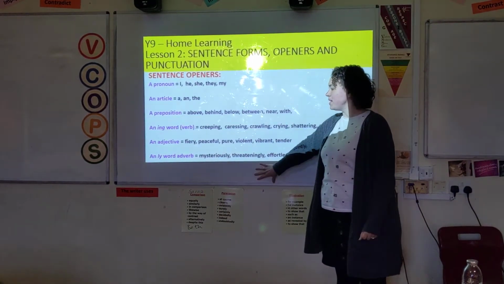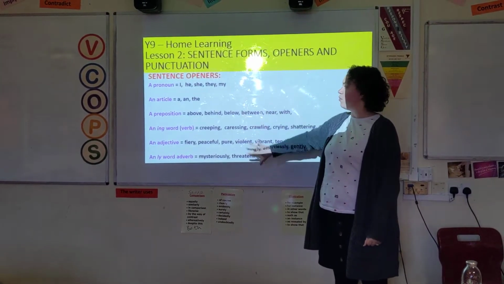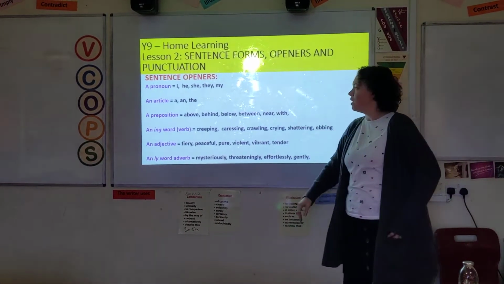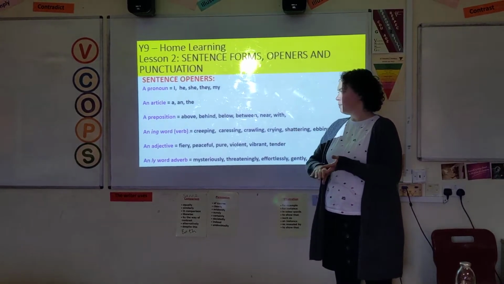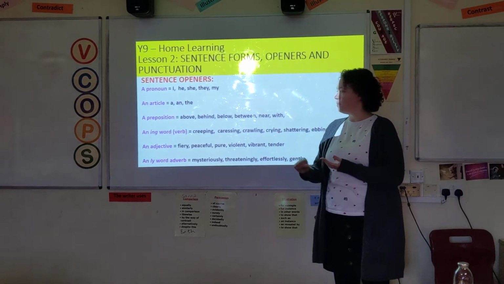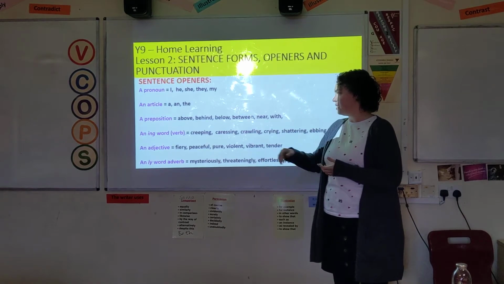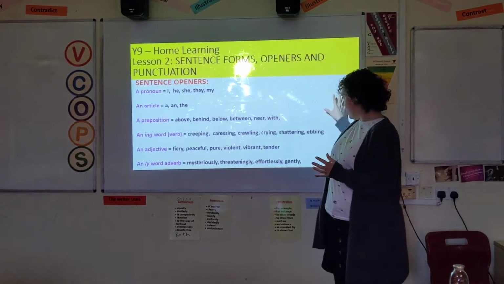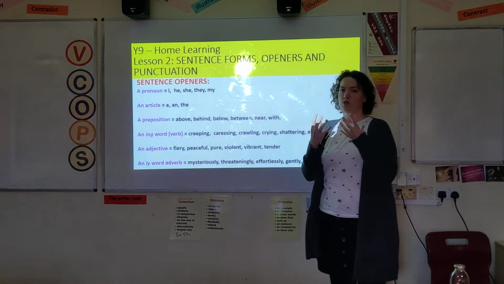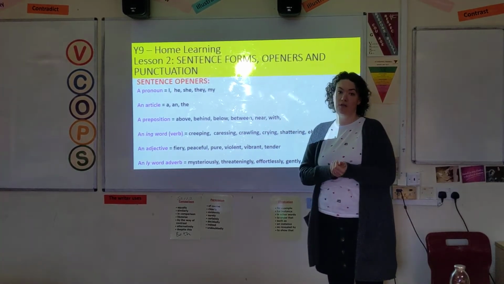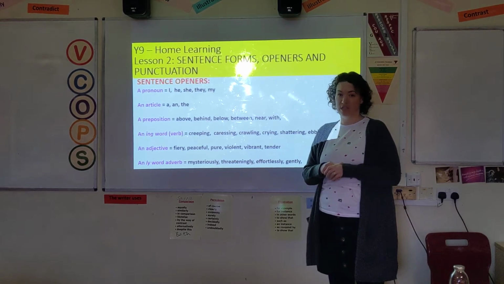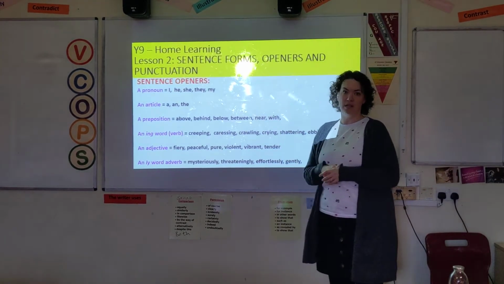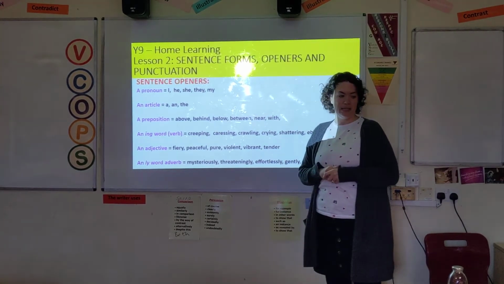Okay, so here are some examples of some different ways of opening sentences. So we've got the pronouns, articles, prepositions, -ing word verbs, adjectives, and the -ly words, the adverbs. Okay, there's a good range of them there. Think about which ones would fit with what you've been writing so far. How can you go back to what you've already done and maybe change some of your sentence openers to fit with these ideas?